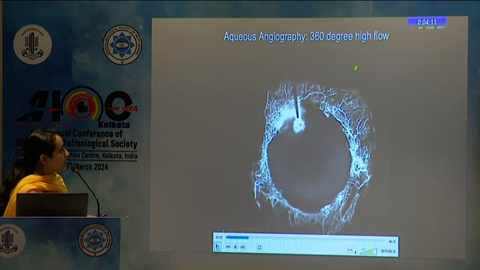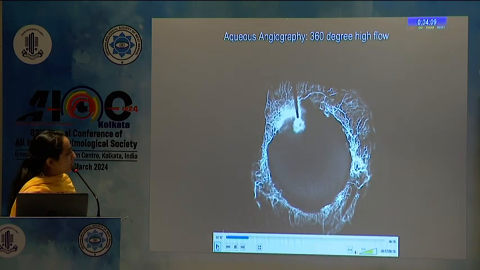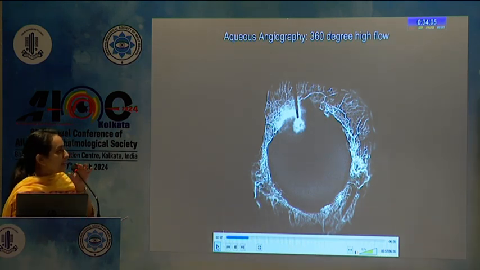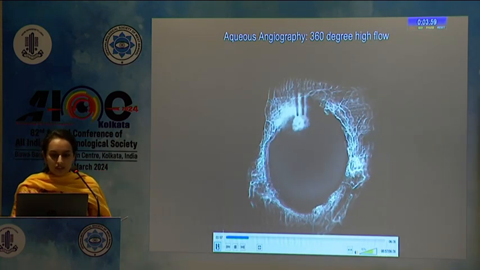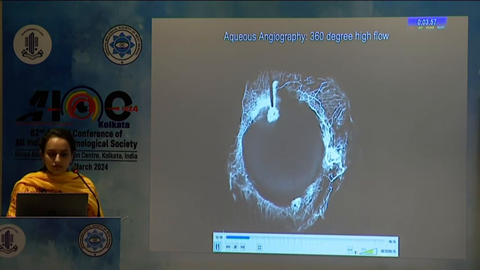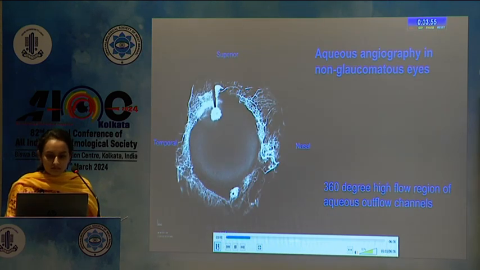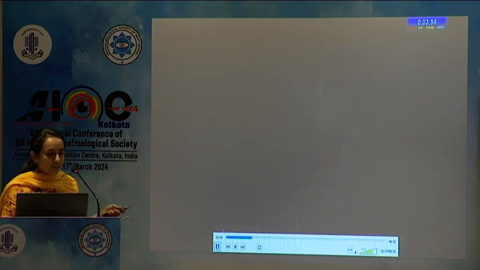Aquasangiography. So the dye is injected into the anterior chamber and we can visualize the flow of the dye, which is the angiographically positive regions. These denote the aqueous outflow pathways along the limbus. In non-glaucomatous eyes, showing 360-degree high flow regions of aqueous outflow channels. So we can see a very good flow.